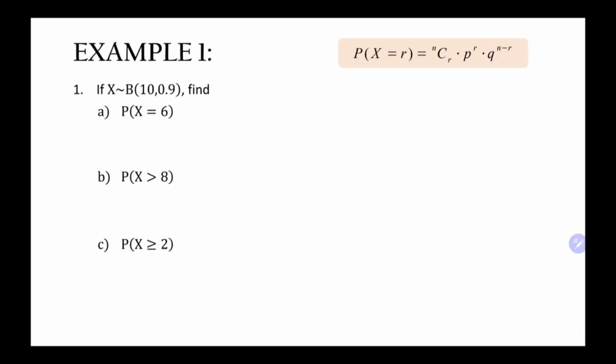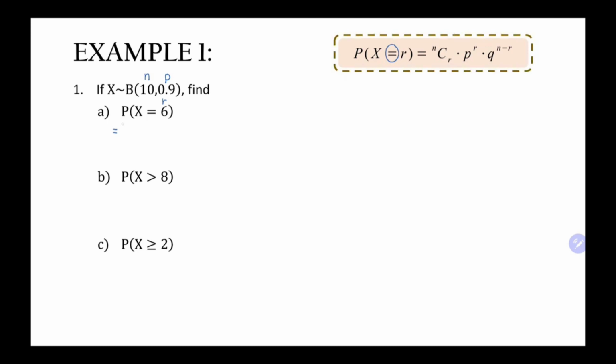To find q, we just use 1 minus p. We look at example number 1. First question, X is binomially distributed with n equals 10 and p equals 0.9. We want to find P(X = 6). Okay, this formula we use for questions with equal signs only. So for P(X = 6), we can use this formula.